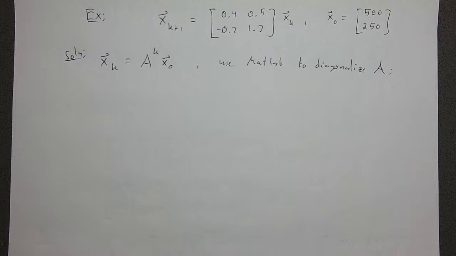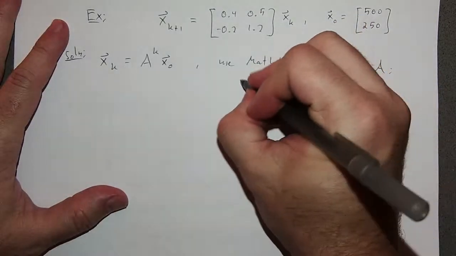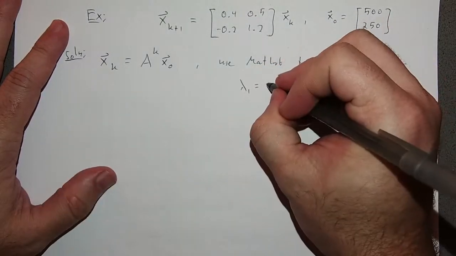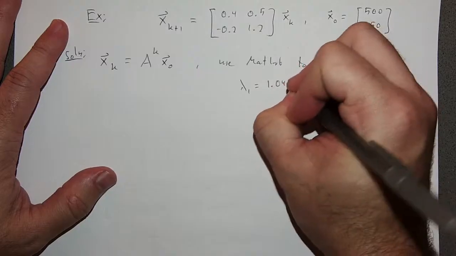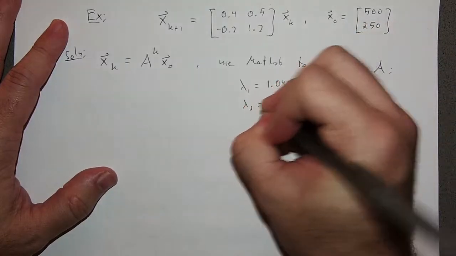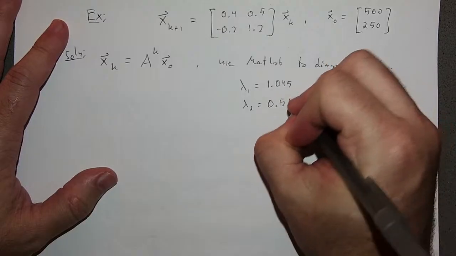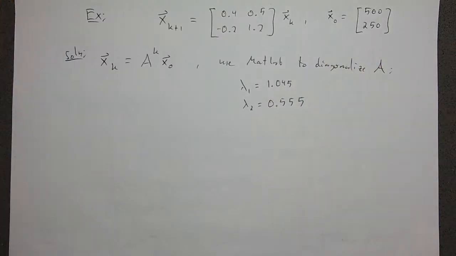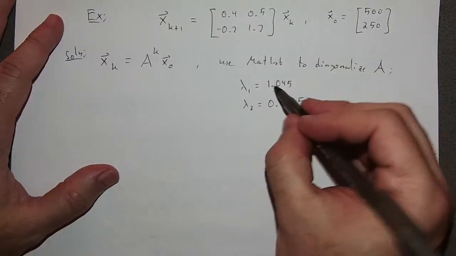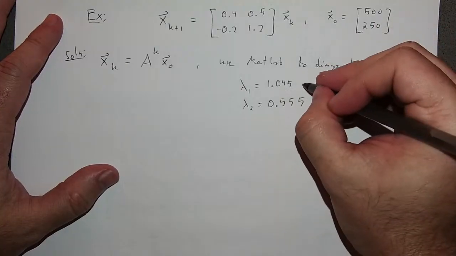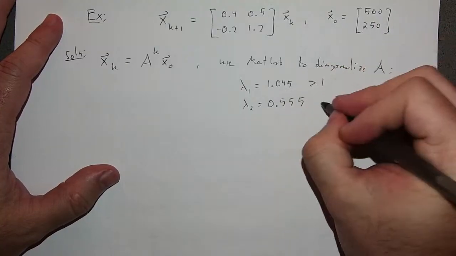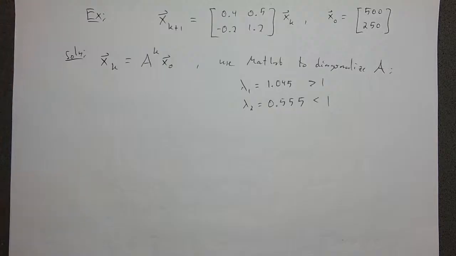Okay, so what are the eigenvalues here? Using MATLAB, you can find that the first eigenvalue is about 1.045. The second eigenvalue is 0.555. One thing that we'll note is that I have an eigenvalue that's greater than 1 and an eigenvalue that is less than 1. We'll see why that's important in a second.